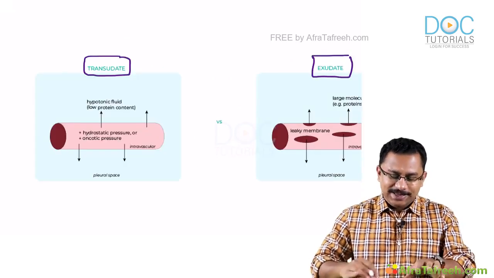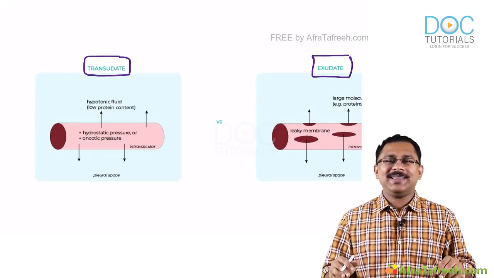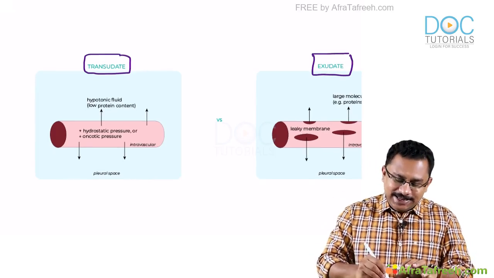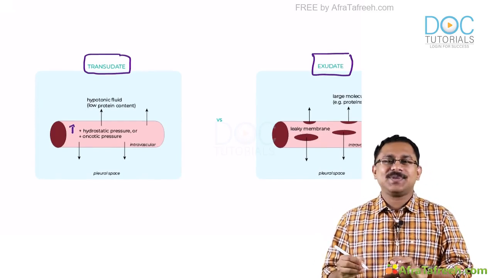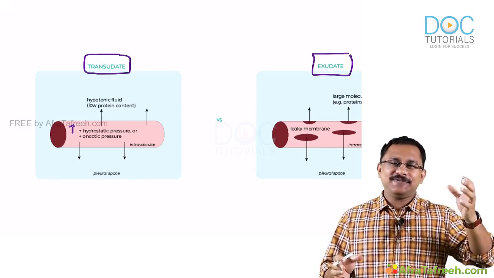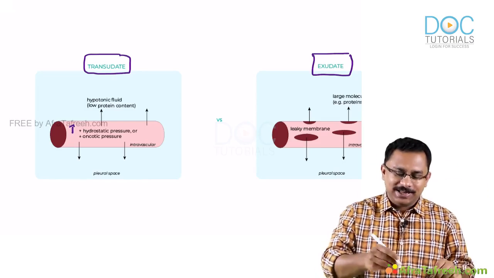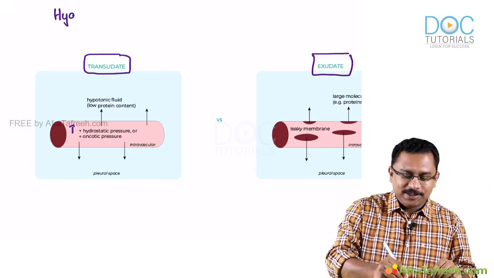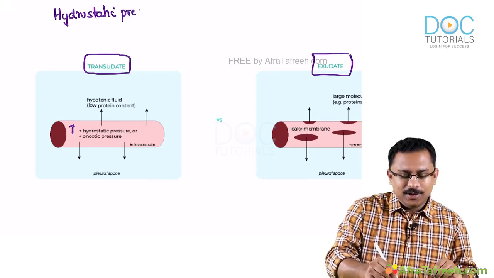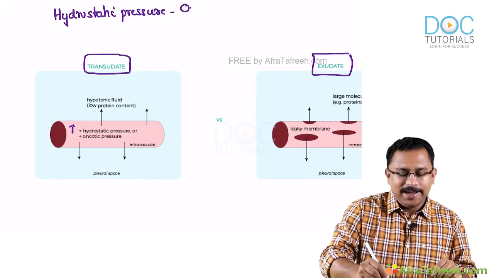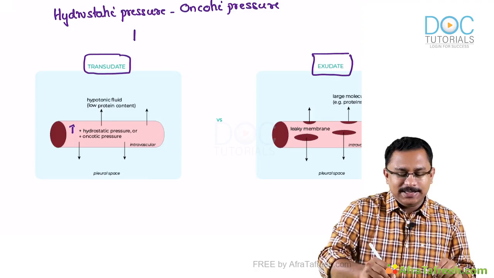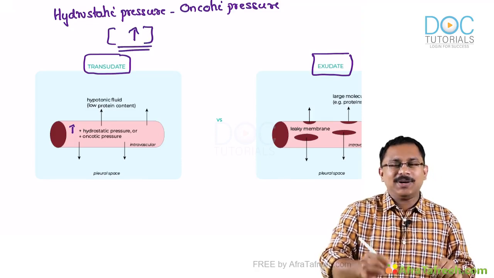Now in case of a transudate, in the parietal pleura capillaries, either there is an increase in the hydrostatic pressure, so that the balance is shifted in favor of the hydrostatic pressure. That is, when you take the difference of hydrostatic pressure minus oncotic pressure, that would be high. Why? Because the hydrostatic pressure increases, so the difference will naturally increase.